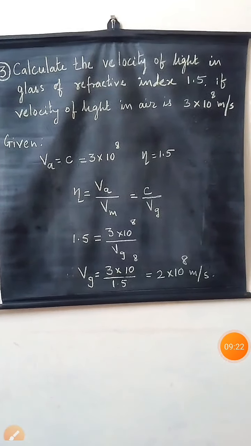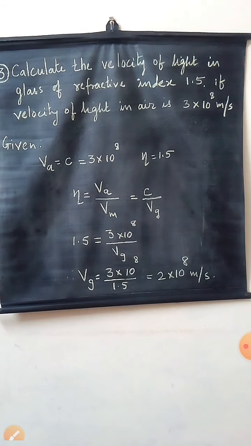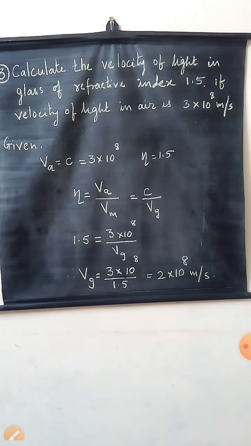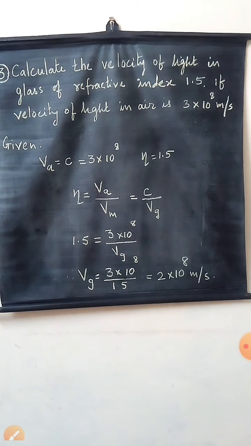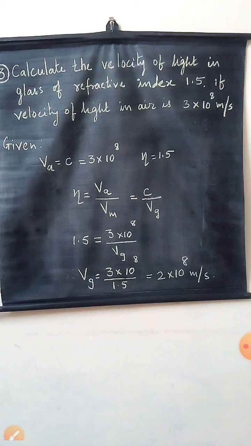The next problem: calculate the velocity of light in glass of refractive index 1.5 if velocity of light in air is 3 into 10 raised to 8 meters per second. So here you are to calculate the velocity of light in glass. The refractive index of glass is given 1.5 and velocity of light in air is given 3 into 10 raised to 8 meters per second.